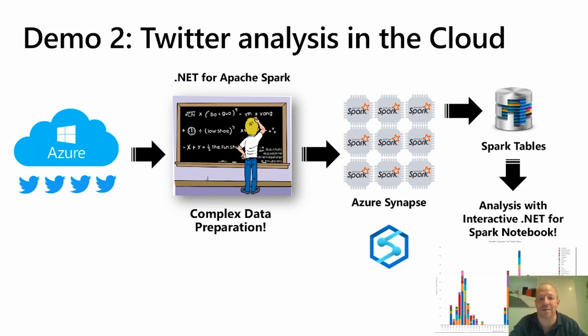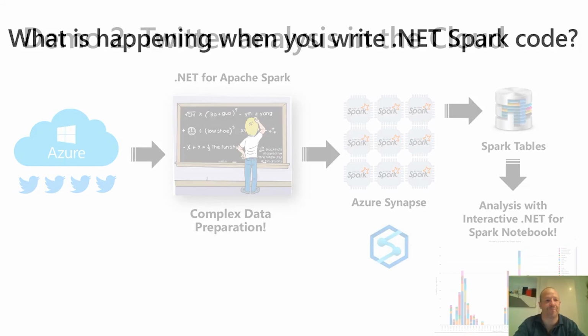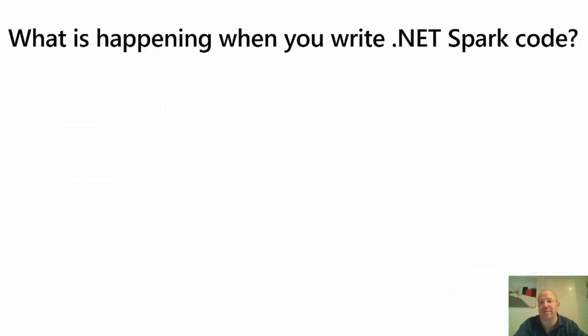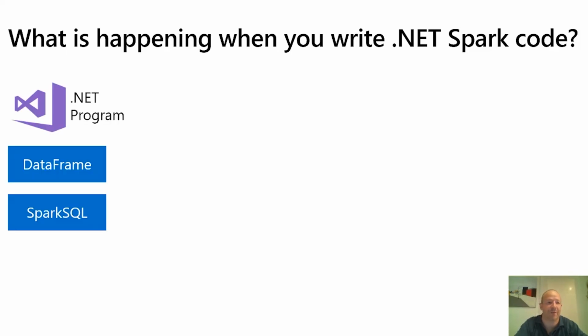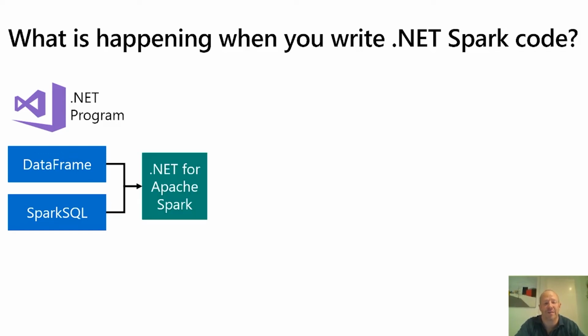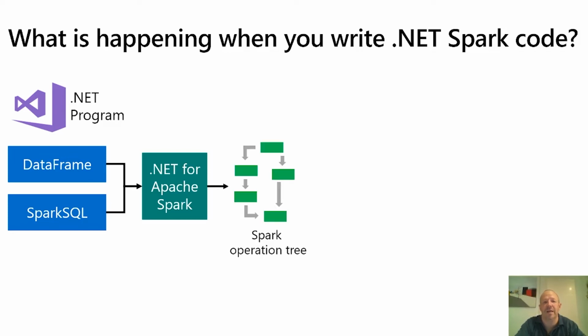So let's go and continue with the presentation. So what is actually happening when you write the .NET Spark code? Well, you have your .NET program that uses data frames or Spark SQL. And both of these are basically translated through the .NET for Apache Spark into the Spark operation tree. So that's basically what the data frame contains.